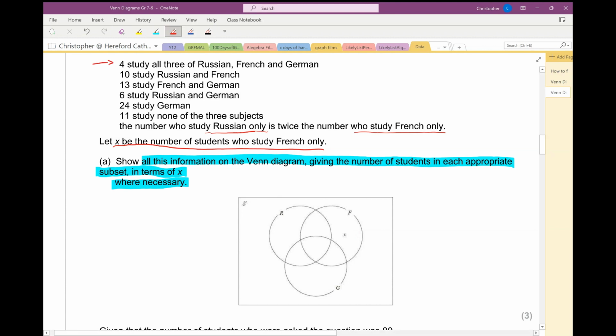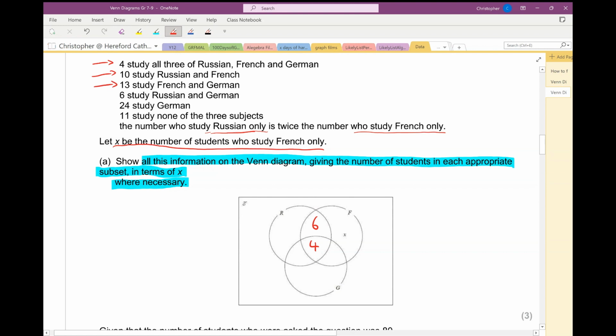Right, let's start at the beginning of this information. 4 study all 3 languages. So I can write a 4 in there. Good. Now, what about this statement? 10 study Russian and French. It would be tempting to write 10 here. But that would be wrong, because if I write 10 there, then I've actually got 14 studying Russian and French. And that's not true, because there are only 10 who study Russian and French. So in fact, that number there is a 6.